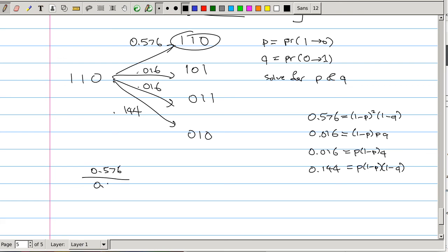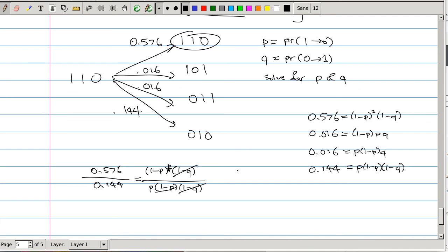0.576 divided by 0.144, the first versus the fourth one, is 1 minus p squared times 1 minus q, the whole thing divided by p times 1 minus p, times 1 minus q. The first thing is, hey, we just removed the term q. But it's a little bit better than that too, because we can also cancel out one of these terms here. So we only got a 1 minus p on top and a regular p at the bottom. So if we move things around a little bit, we can solve for that p.